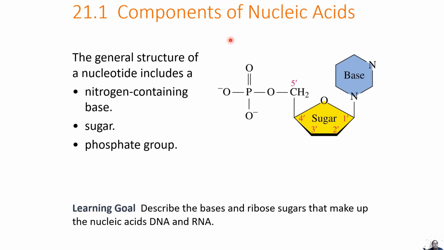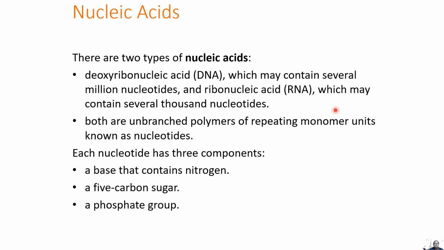we know the general structure of a nucleotide contains a nitrogen containing base, you can see over here, a sugar, a phosphate group. Okay. Now there are two types of nucleic acids: the deoxyribonucleic acid DNA, which may contain several million nucleotides, and then ribonucleic acid or RNA, which may contain several thousand nucleotides. Now both are unbranched polymers of repeating monomer units known as nucleotides. And each nucleotide has three components: a base that contains nitrogen, a 5-carbon sugar, and a phosphate group.